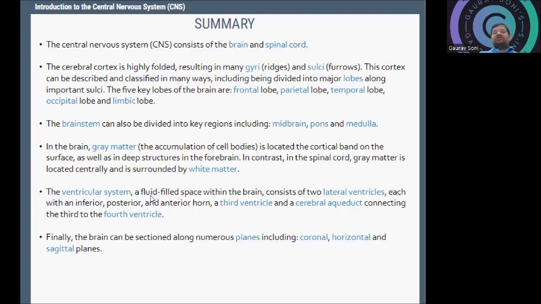Then there is the ventricular system, a fluid-filled space within the brain that consists of two lateral ventricles, each with an inferior, posterior, and anterior horn. Then there is the third ventricle and the cerebral aqueduct connecting the third to the fourth. And finally, the brain can be sectioned into numerous planes, including coronal, horizontal, and sagittal planes. So this all was a little bit of introduction about the central nervous system. In the next lectures, we are going to talk one by one about each part of the CNS. Thank you.